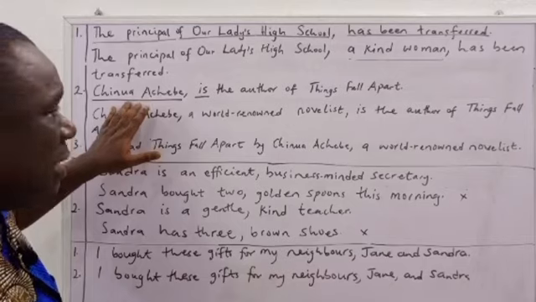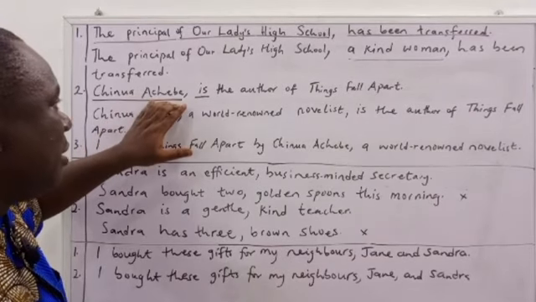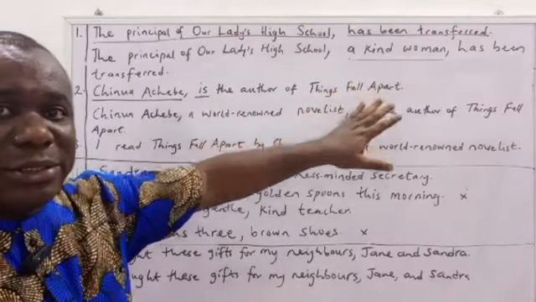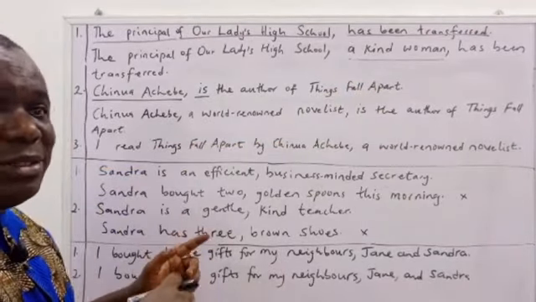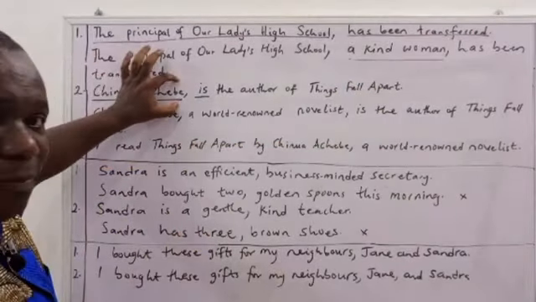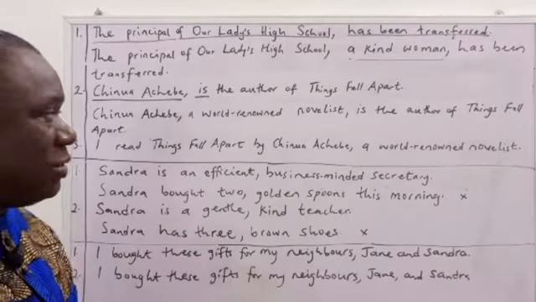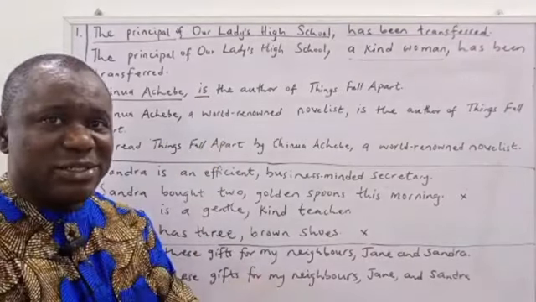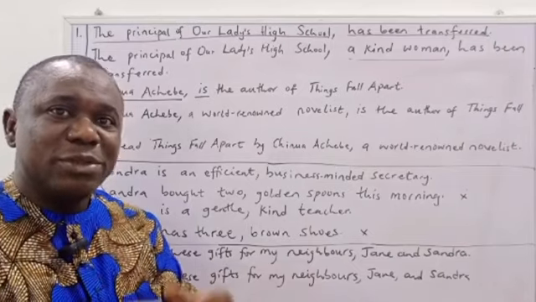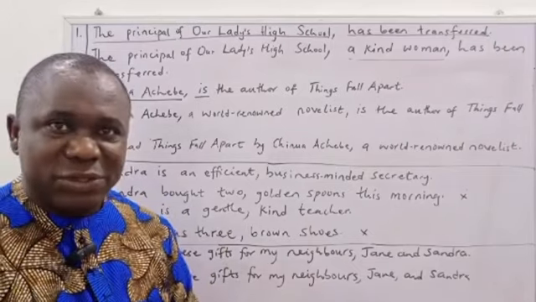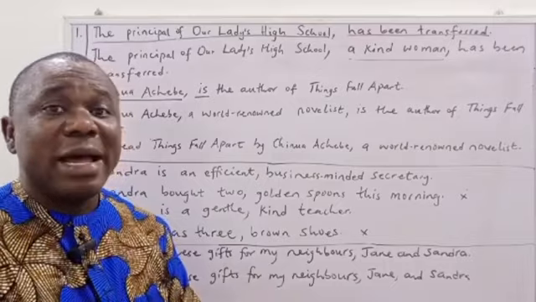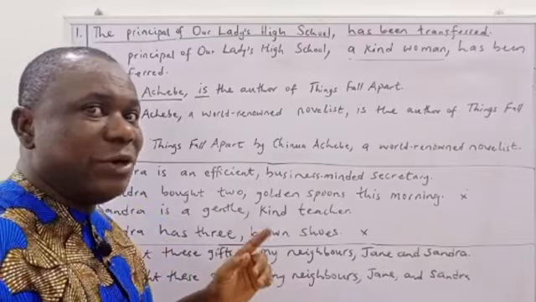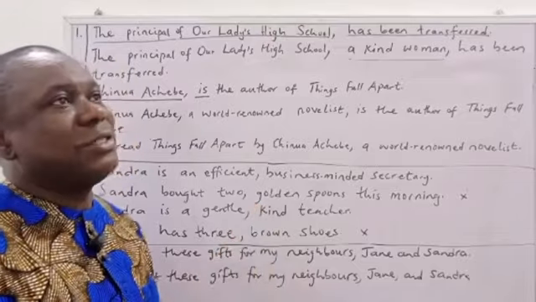Now let's look at this other example. Chinua Achebe is the author of Things Fall Apart. The subject of this sentence is Chinua Achebe, and the verb of the sentence is the word is. Again, the subject of the sentence is separated from the verb with a comma. There is no reason to do this. The comma has no business being in that place. So let's try to avoid these kinds of mistakes.